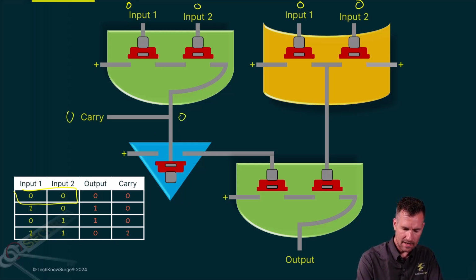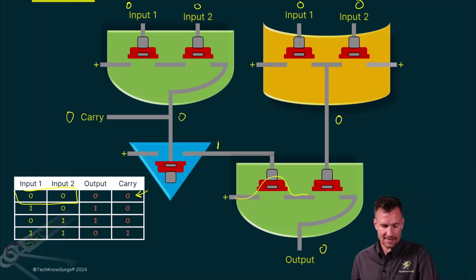And what comes out on this side is 0. So the carry bit is 0, which is what we have right here. And on this side, same thing, output is 0. The other side of this NOT gate is 1, so now electricity can flow there, but this is still 0, so we get 0 as an output. So everything lines up there.